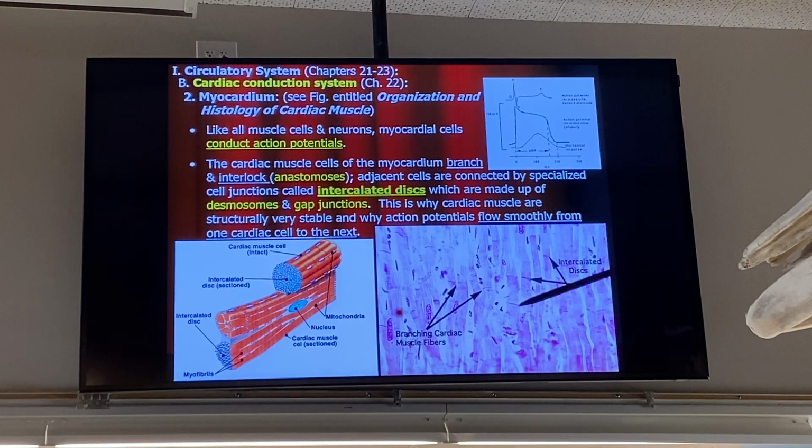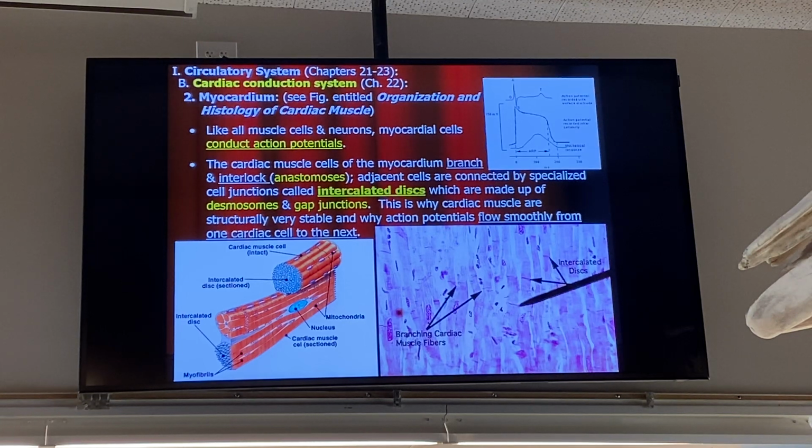Like all other muscle cells and neurons, myocardial cells carry action potentials. However, these action potentials look different. Don't worry about it, not for our lecture exam 4. But whereas neurons and skeletal muscle action potentials look like spikes, it goes up and down like a spike, in the heart cells, it looks like a slanted box. So it is an action potential, it just looks different.